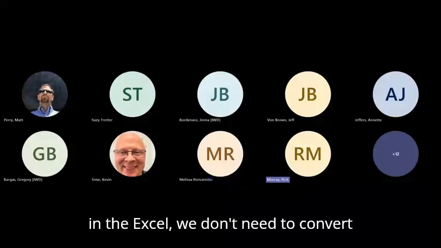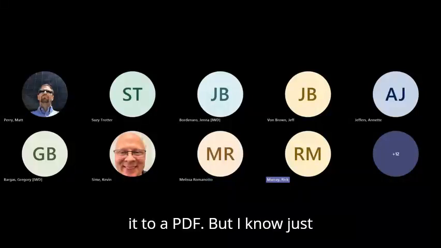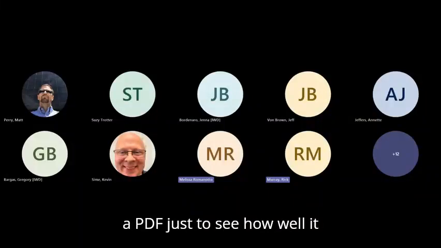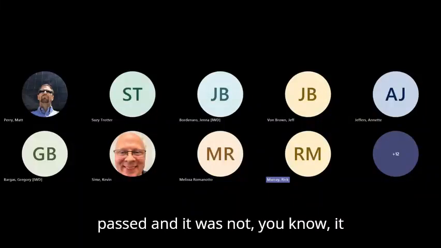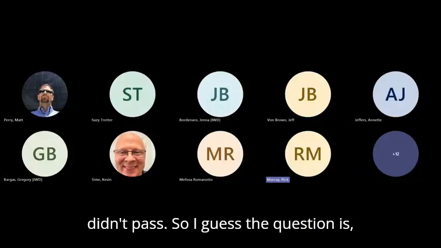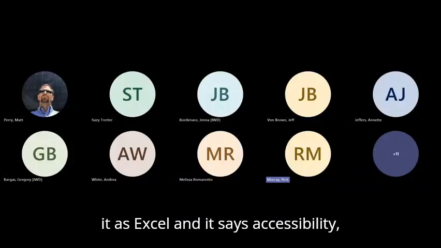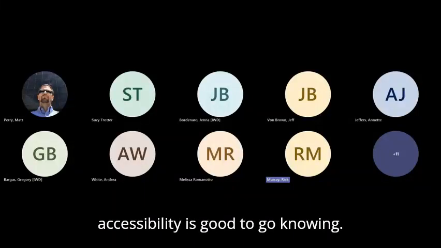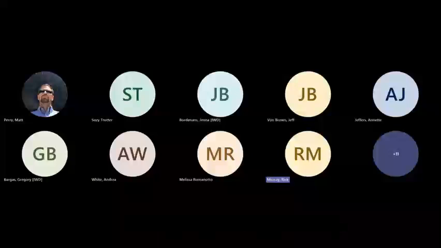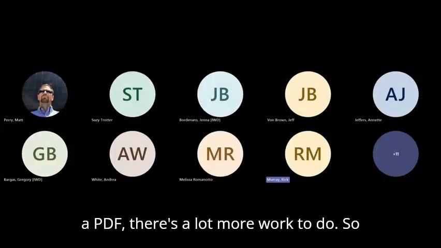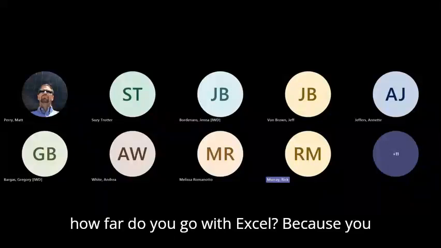We don't need to convert it to a PDF, but just for fun, I decided to change it to a PDF just to see, and it didn't pass. So I guess the question is, are we good if we leave it as Excel and it says accessibility is good to go, knowing that it didn't pass if you convert it to a PDF? There's a lot more work to do. So how far do you go with Excel?